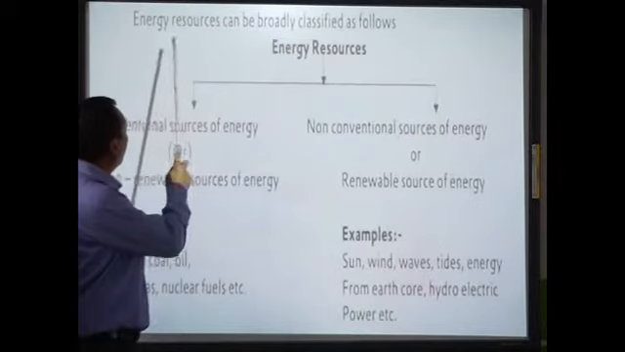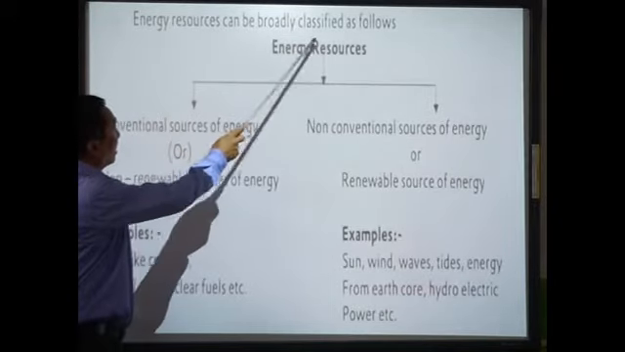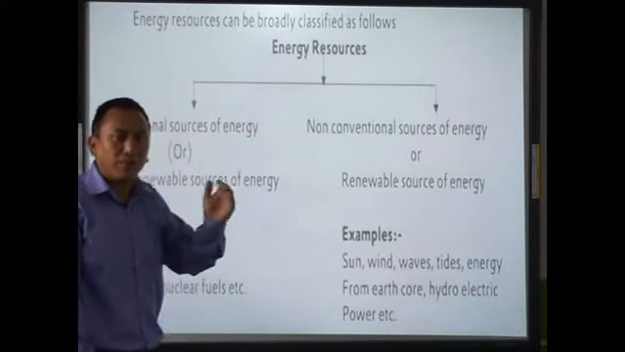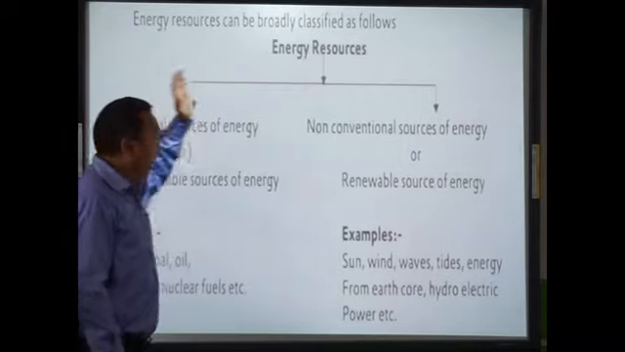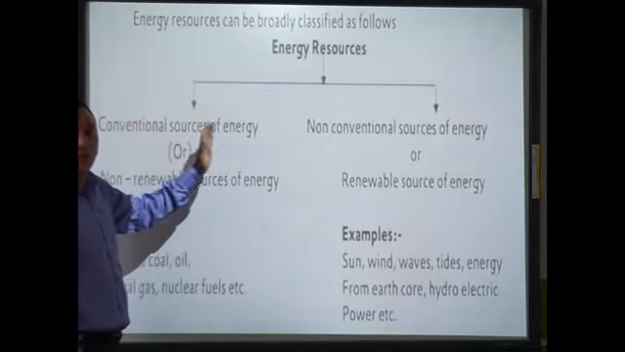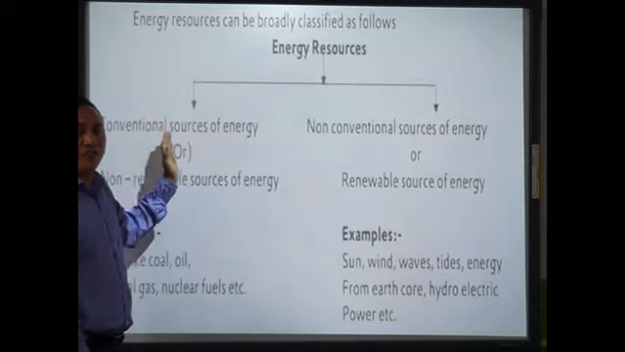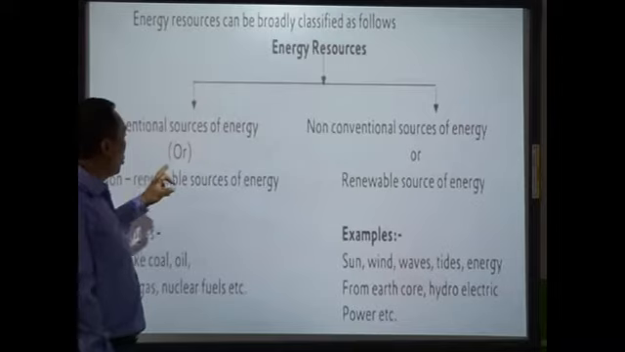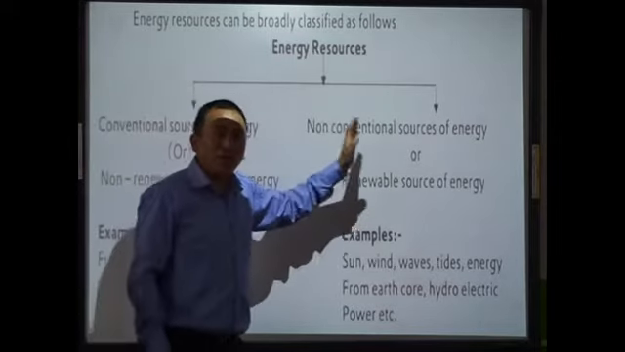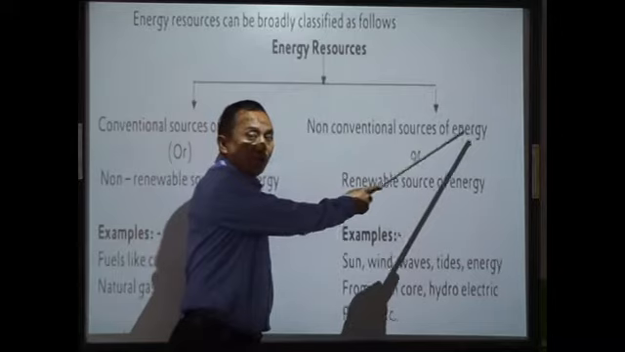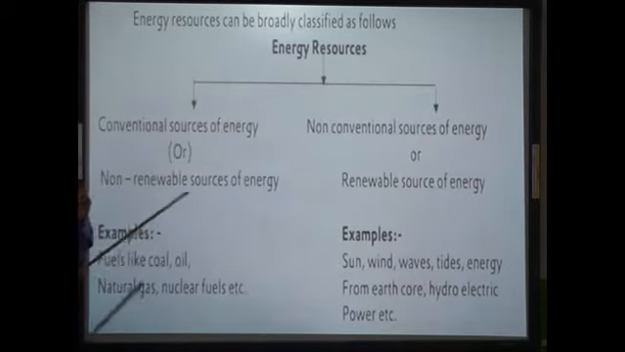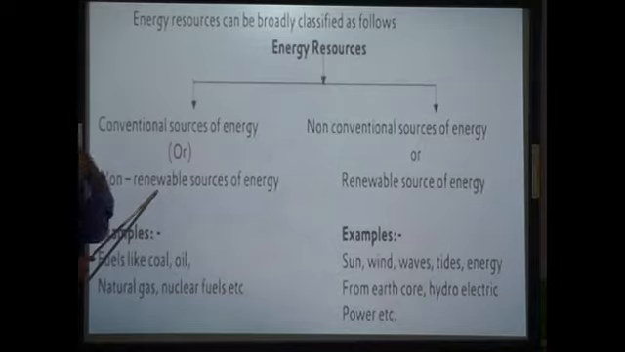Now let's see this chart here. Energy resource can be broadly classified as follows. So we can classify the energy resource into broad aspects. I'm making it very simple for you now. This is the energy resource. In this side we have the conventional source of energy, which are non-renewable. And this side we have the non-conventional source of energy or the renewable source of energy. Now what are the conventional sources of energy? What are the examples of non-renewable energy which we cannot use again and again?